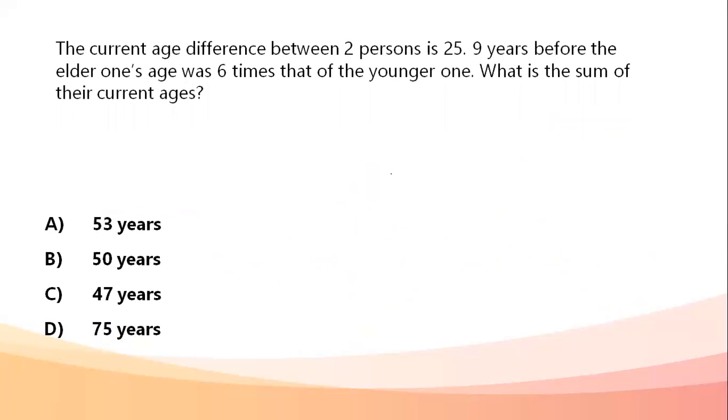Okay, now next. The current age difference between two people is 25. Now 9 years before, the elder one's age was 6 times that of the younger one. What is the sum of their current ages? Let x and y be the ages. The difference is given as 25, so x minus y equals 25. Now next, 9 years before, the ages were x minus 9 and y minus 9.